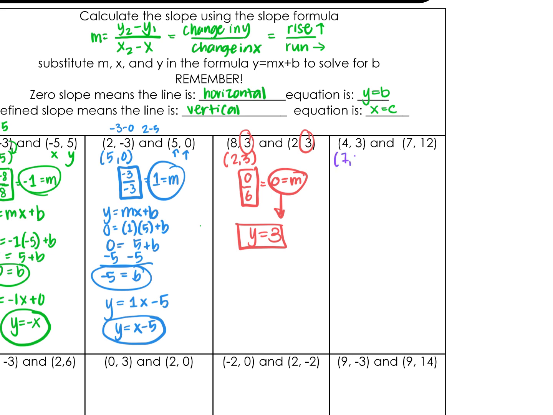Again, let's stack it. And I'm going to take 3 minus 12. I get -9. 4 minus 7 gives me -3. When I simplify -9 divided by -3, I get +3 as my slope. And I'm going to go ahead and plug into y equals mx plus b. My y value, and I can use either point. I'm just going to go for this one now.